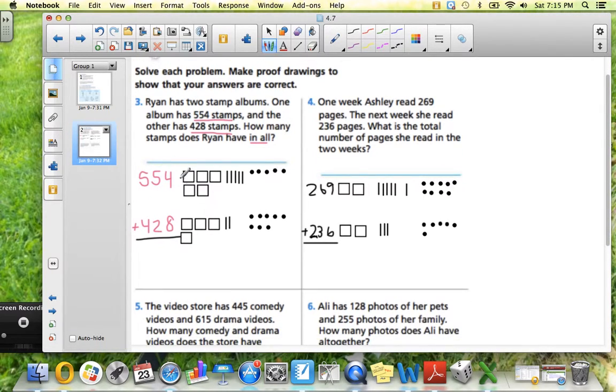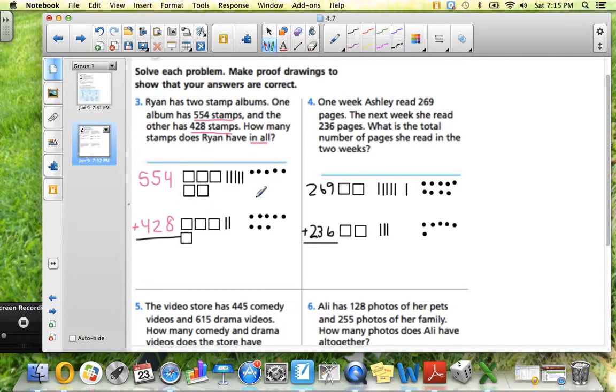So I already went ahead and made my drawings here because it took me forever to do. With this little pen thing, it's a little harder. So I want you guys to pause the video and make your drawings and set your problem up just like this, and then come back and we'll work through it.